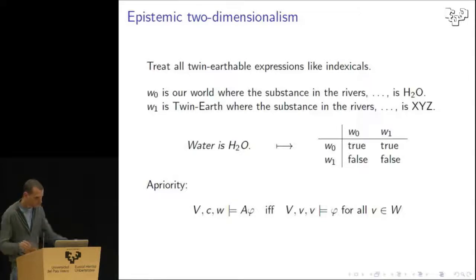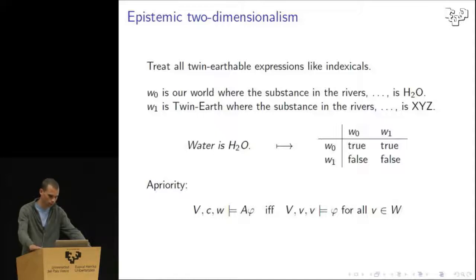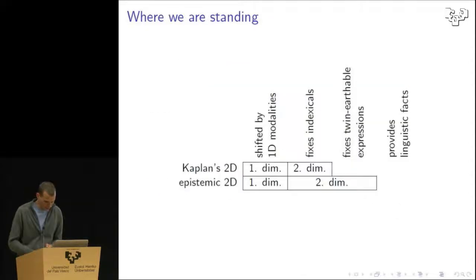Okay. So this is the epistemic interpretation, and the important thing there, or the role of the context in this interpretation, is to provide reference to really a wide class of expressions, which are now called the twin-earthable expressions. And now I can already say where we are standing. We had Kaplan's two-dimensional system. There the first dimension was just the one which is shifted by necessity or by ordinary modal operators. And the second dimension is the one which fixes the referent of indexicals.